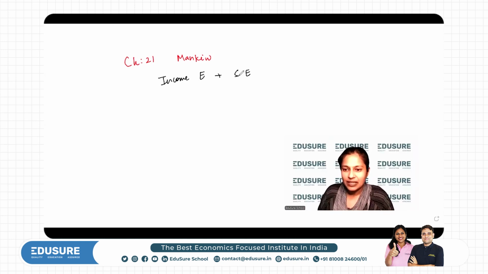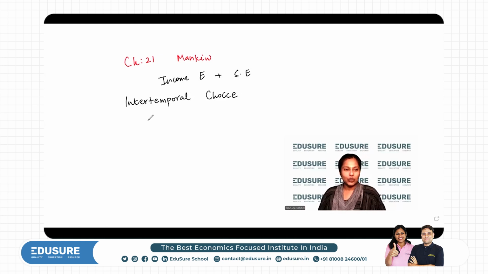So we did the income effect and substitution effect, and we saw how that was applied to the labor supply curve and how it impacted our decisions when wages change. Now, in a similar vein, we are going to do a new application today, which is intertemporal choice. So let's first understand this word: intertemporal basically means across time periods.